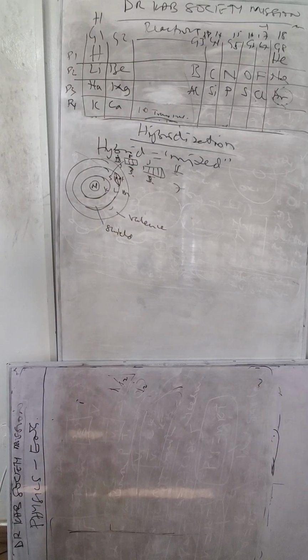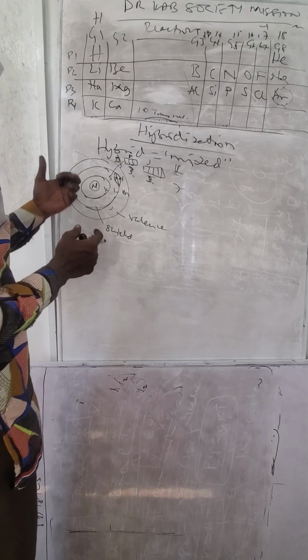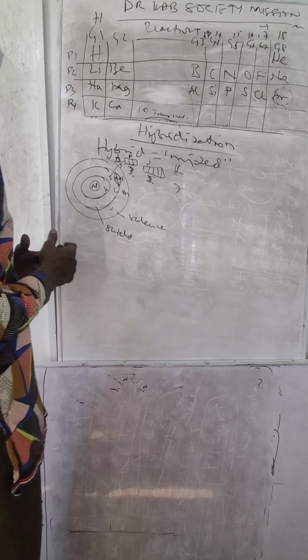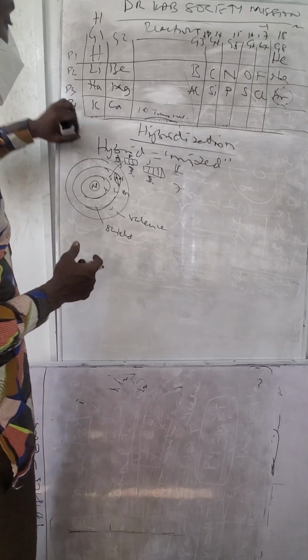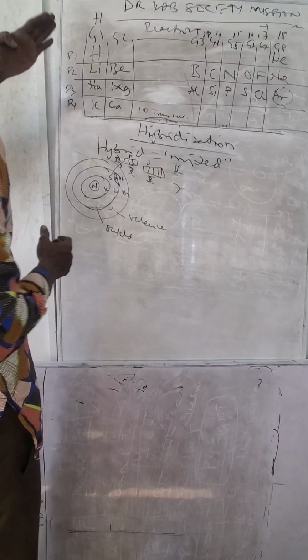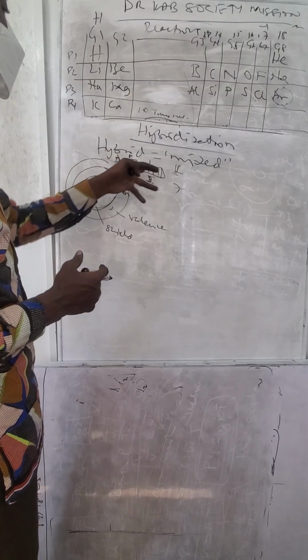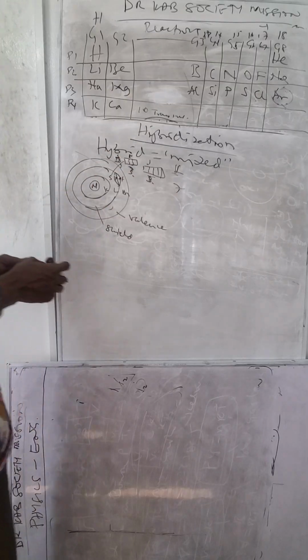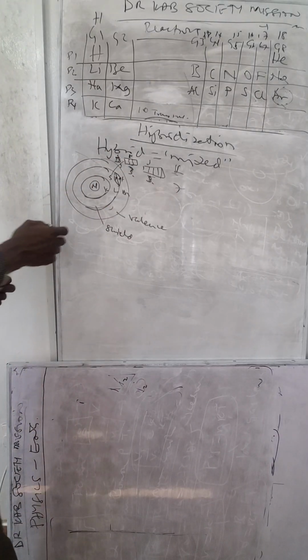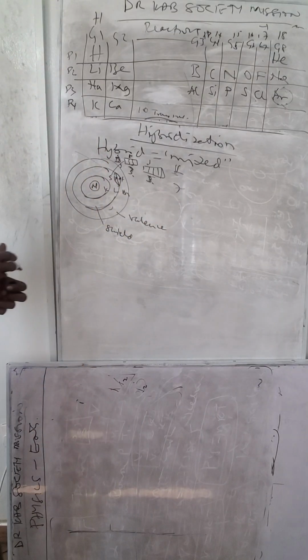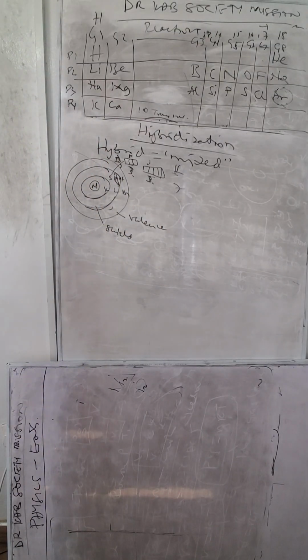So that is the Pauli exclusion principle. The Aufbau principle is talking about the lowest energy. Hund's rule is talking about filling them singly before pairing them when you have the same energy level. Now the next thing we're going to look at is hybridization, but let's first look at the configuration.